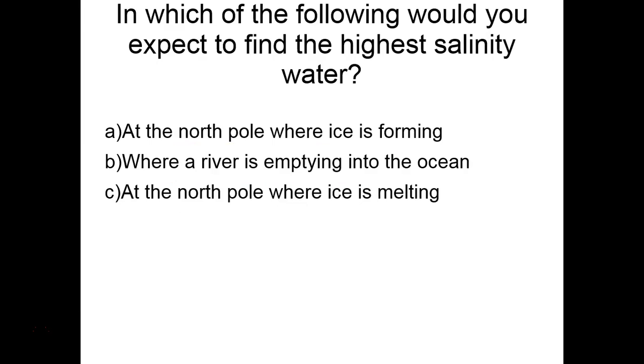In which of the following would you expect to find the highest salinity water? A, at the North Pole where ice is forming, B, where a river is emptying into the ocean, or C, at the North Pole where ice is melting? You should have said A, where ice is forming, because again, where ice is forming, you're taking fresh water out and leaving the salt behind and making it more concentrated.